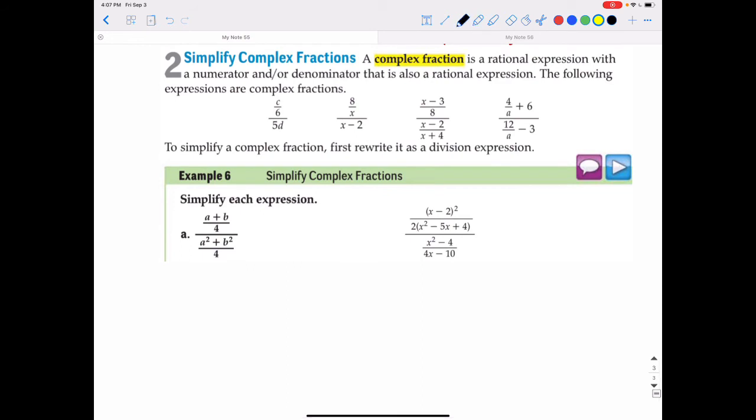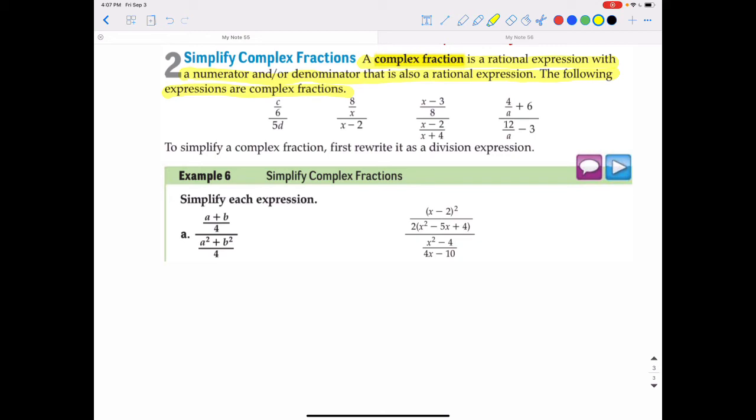Finally, we have what's called a complex rational expression, or a complex fraction. A complex fraction is a rational expression with a numerator and/or denominator that are also rational expressions. The following expressions are complex fractions. Basically, they are fractions within fractions. You really shouldn't leave fractions within fractions.